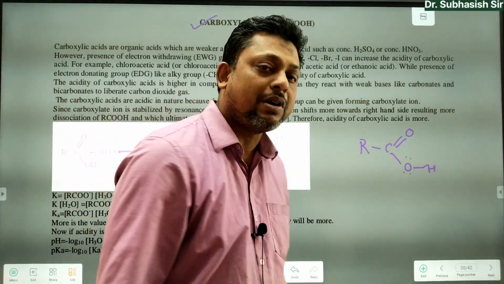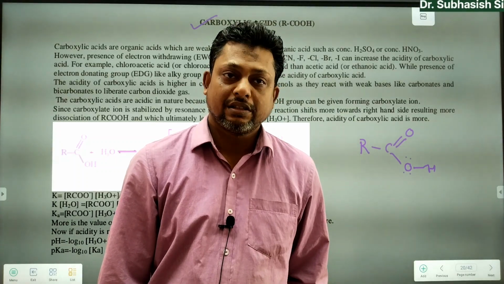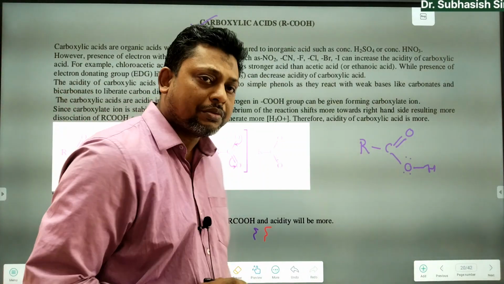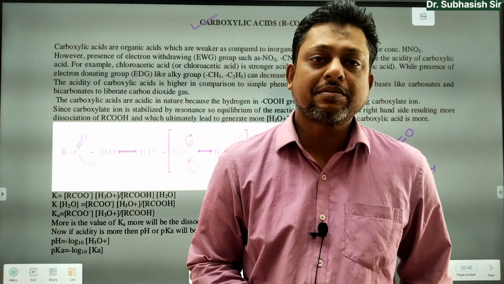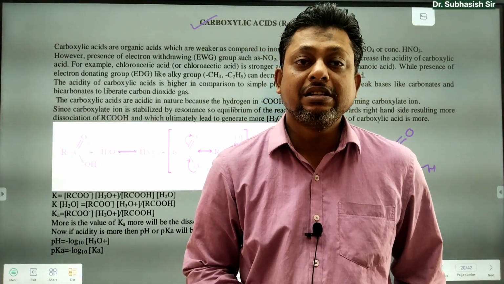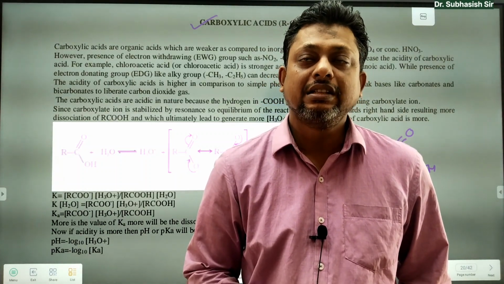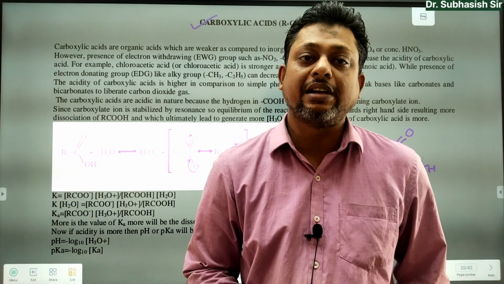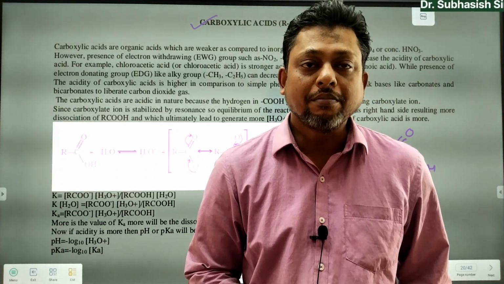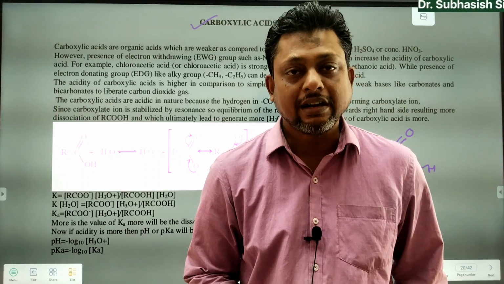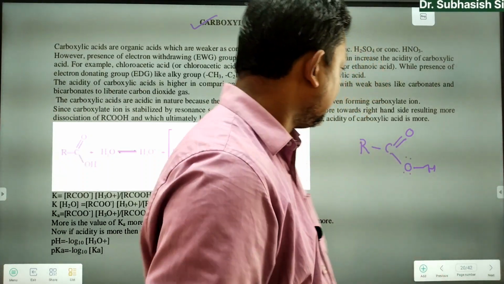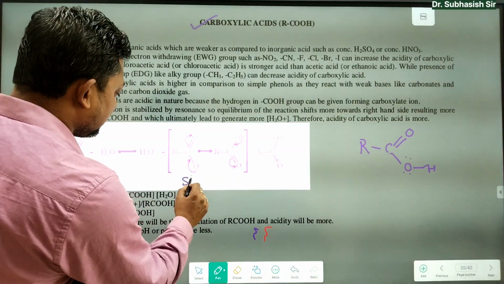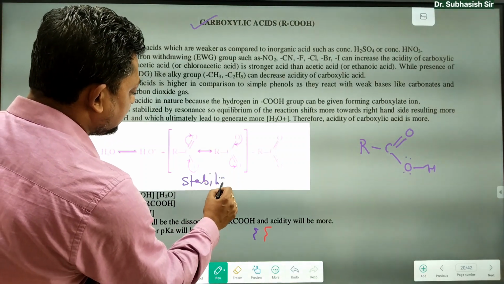Now the important thing is why these carboxylic acids are acidic in nature. As you know, in the Arrhenius concept, any substance which gives hydrogen ion in its aqueous solution is an acid. So if you dissolve carboxylic acid in water, you will get carboxylate ion and hydrogen ion. From that point of view, we can say that carboxylic acids are acids. Moreover, this carboxylate ion, RCOO negative, is stabilized by resonance.